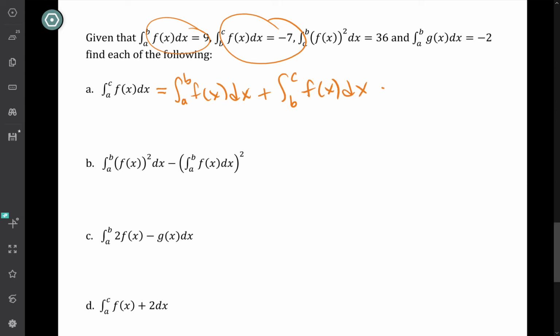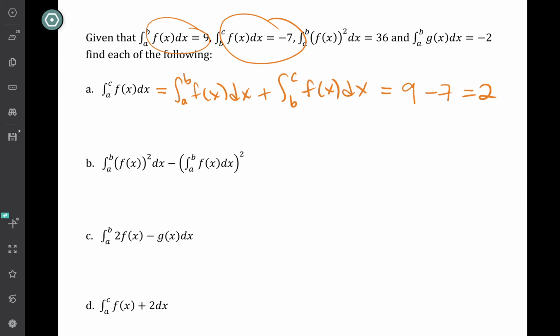And we know that the integral from a to b is 9 and the integral from b to c is -7. So it looks like the area under function f from a to c is going to add up to 2. The positive and negative areas will add up to 2.